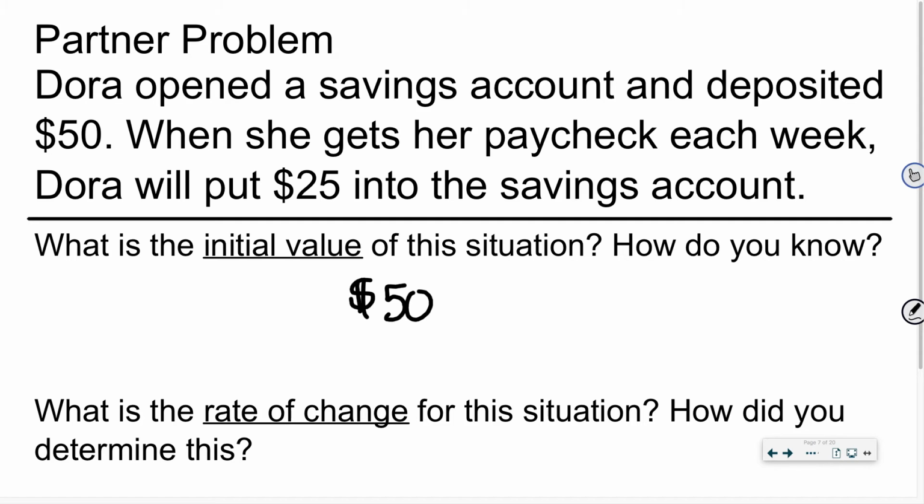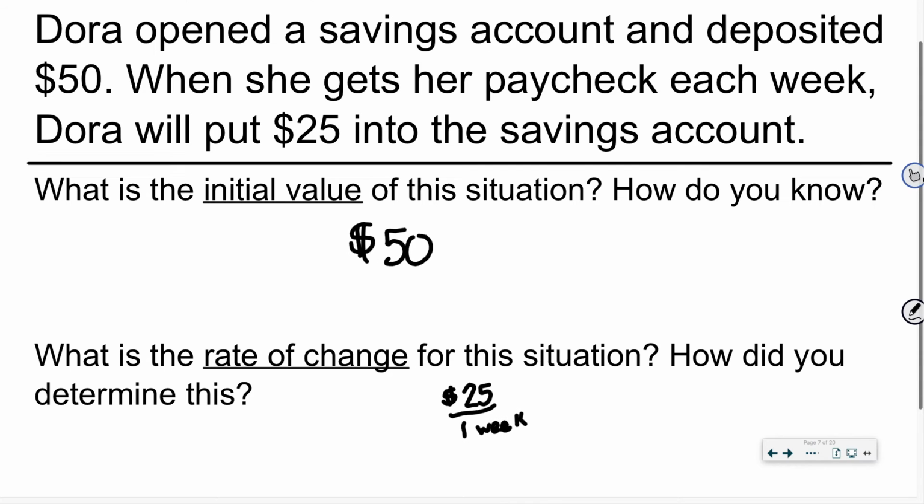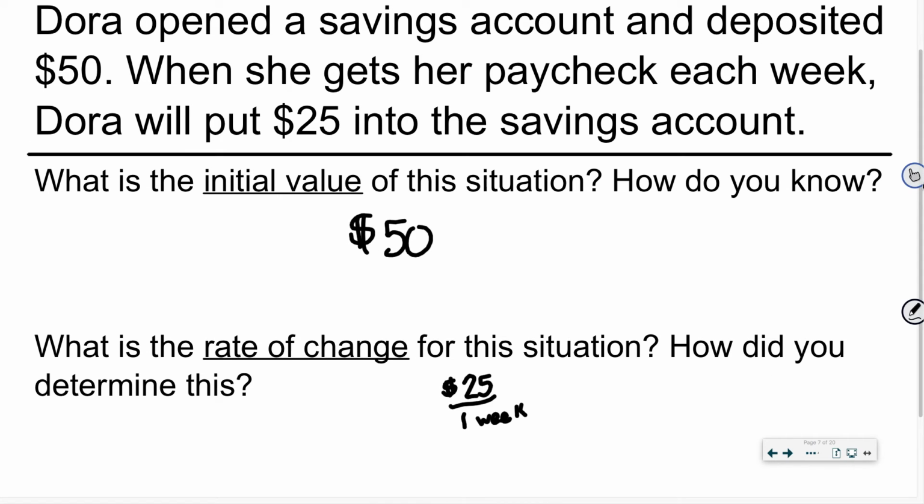And then what's the rate of change? What's happening? It grows as 25 each week. 25 every week, $25, and I'll even put it over 1 week right now, which will help in our next activity. $25 every week. Now, how do we know if we wanted to put this into an equation? What would our equation be? David. Y equals 25x plus 50.